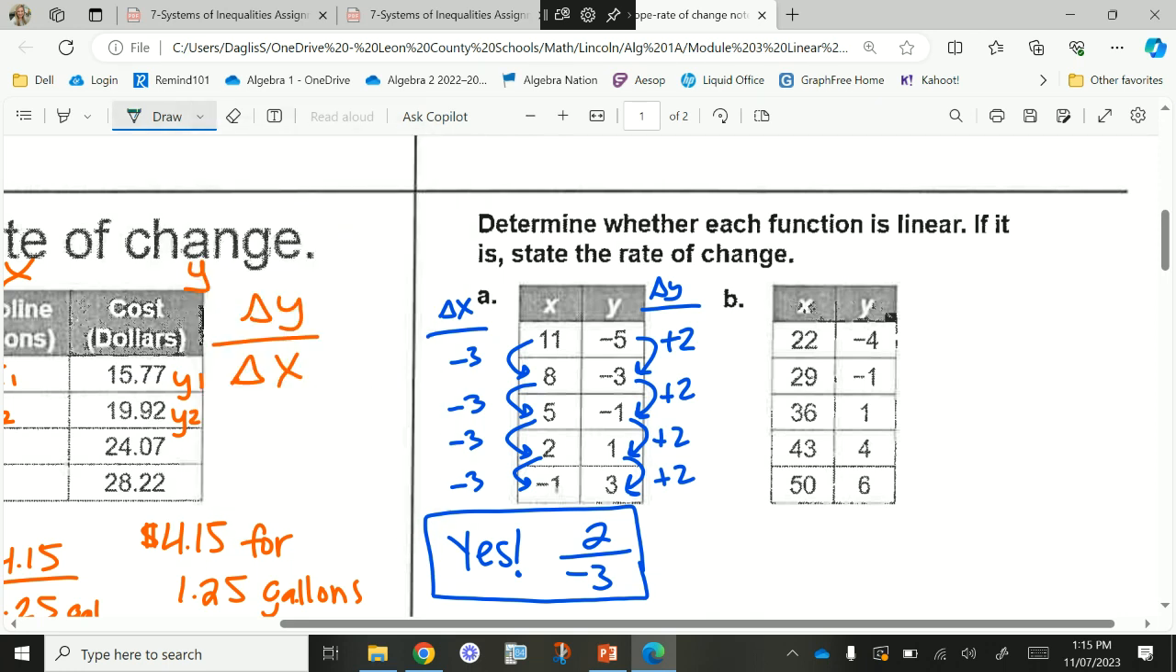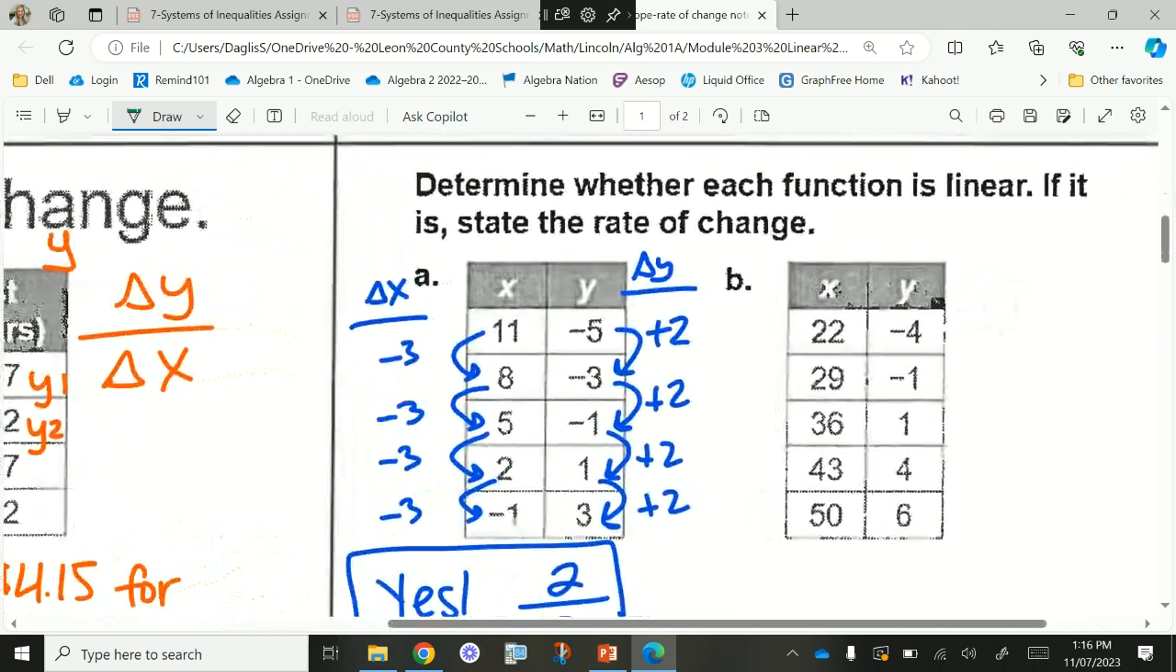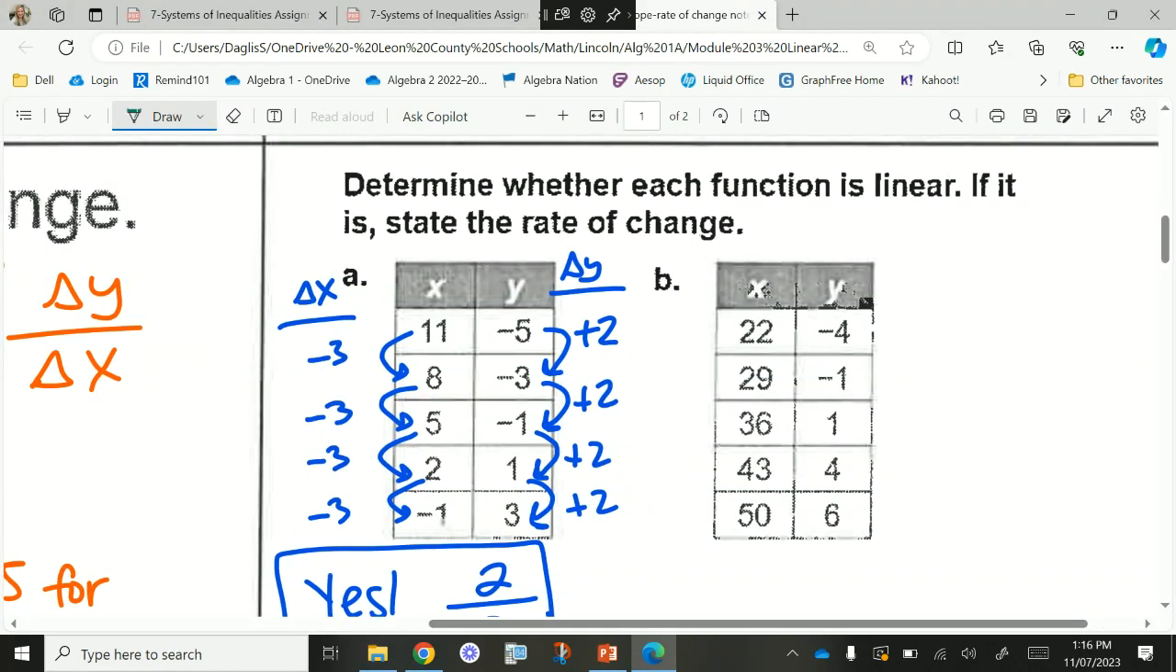All right. Ready for the B table? Yeah? You want to do the x's or the y's first? I heard y's. All right, let's see how my y's are changing. How does -4 become -1? Plus 3. Plus 3. There we go. How does -1 become +1? Uh-oh. How does 1 become 4? How does 4 become 6? So I don't even need to look at my x's, do I?